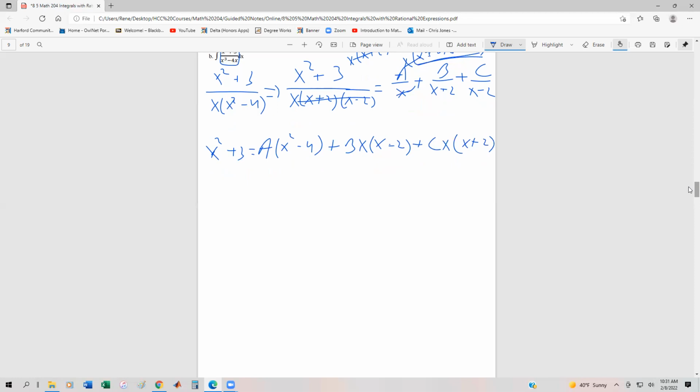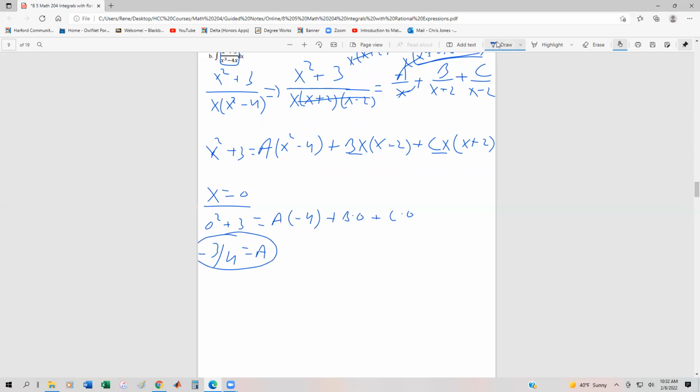An easy number to plug in right away is 0, because wouldn't that get rid of this and this? If x equals 0, that means we get 0 squared plus 3 equals A times negative 4. And then technically we get B times 0 and C times 0, so notice that this would go away and this would go away. Going through and solving that, clearly we would get negative 3/4 is equal to A.